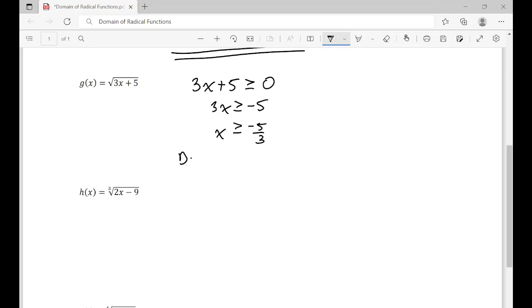So that means that the domain of this function is going to be negative 5 thirds to infinity. And that's it.